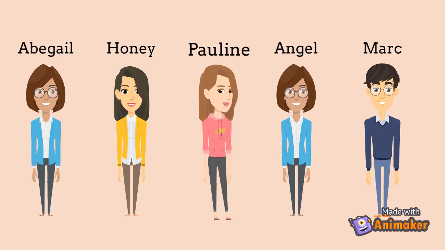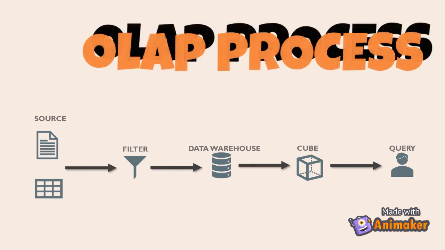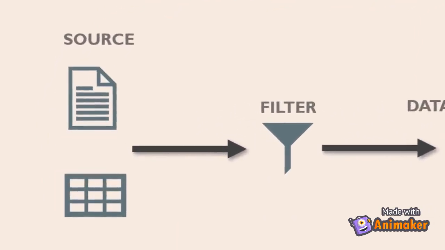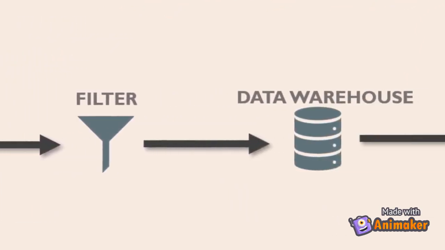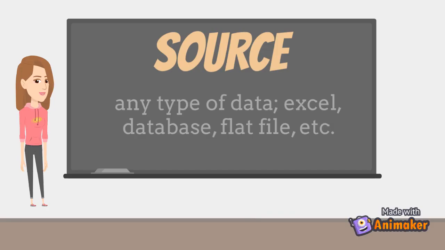We implemented online analytical processing. This is the process. We get any data, filter it, put it in a data warehouse, and make a cube. The first step is source. We get any type of data: Excel, database, flat file.